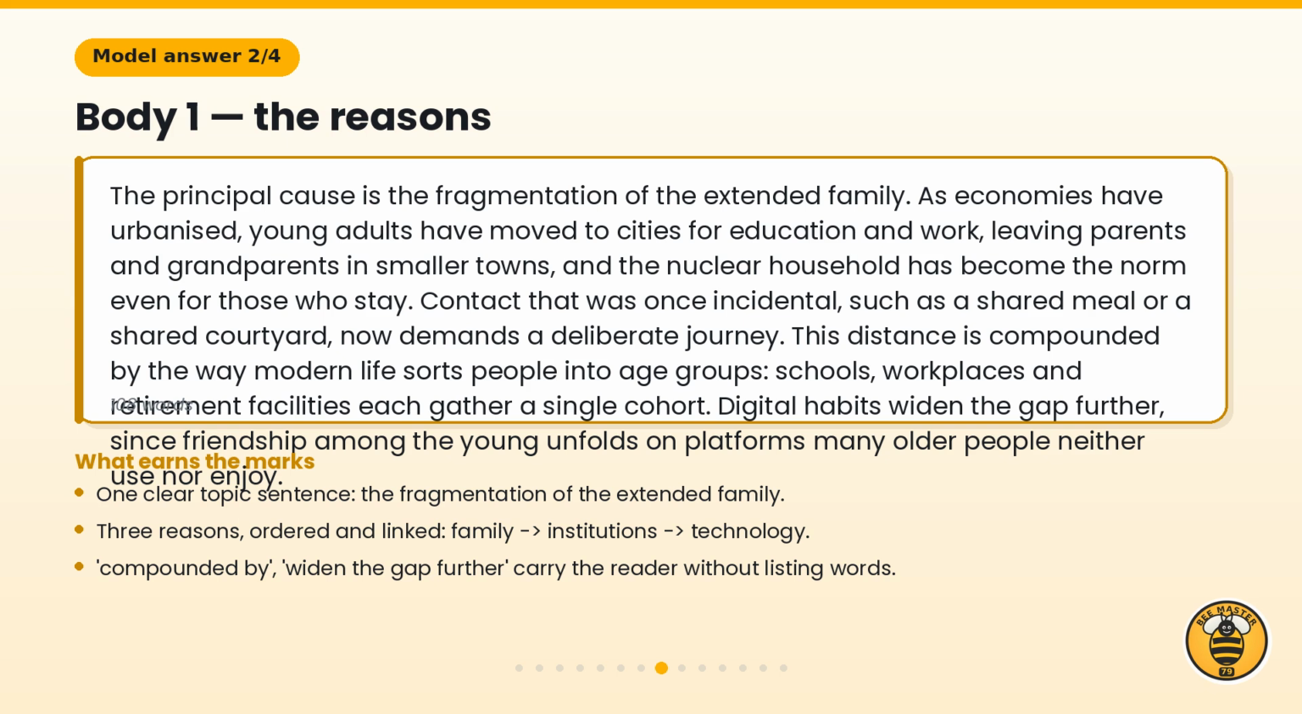This distance is compounded by the way modern life sorts people into age groups. Schools, workplaces, and retirement facilities each gather a single cohort. Digital habits widen the gap further since friendship among the young unfolds on platforms many older people neither use nor enjoy. Look at the movement there. One topic sentence, then three reasons in a deliberate order, joined by meaning rather than by firstly and secondly.